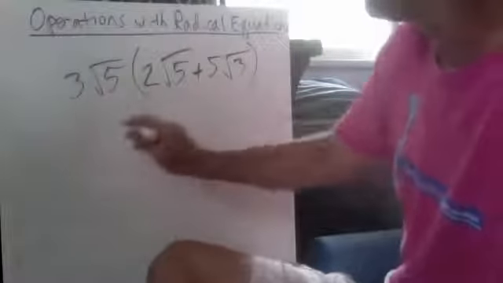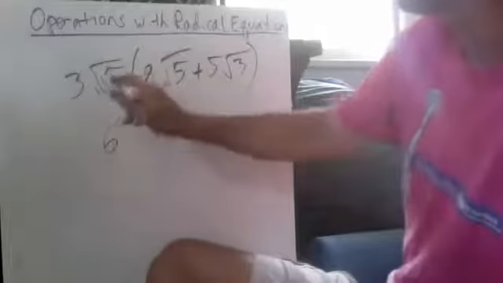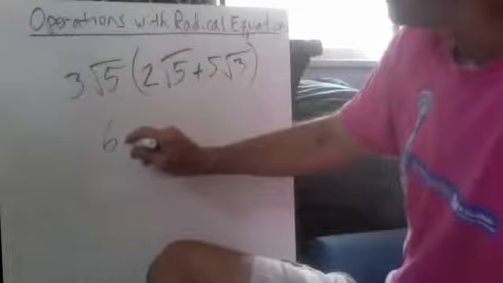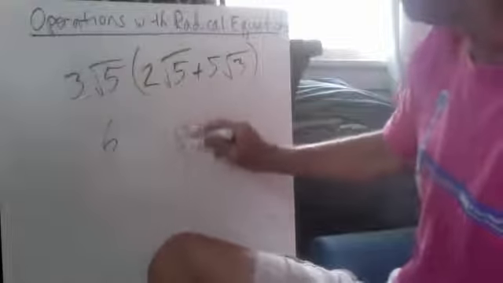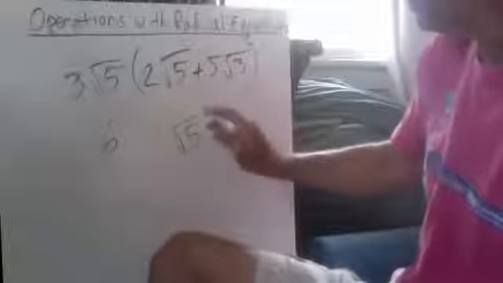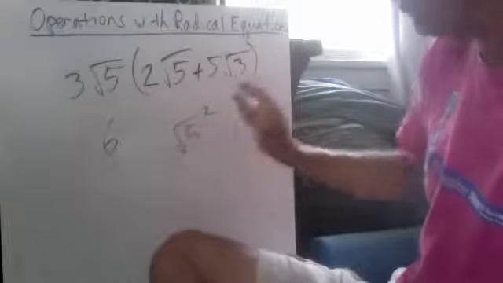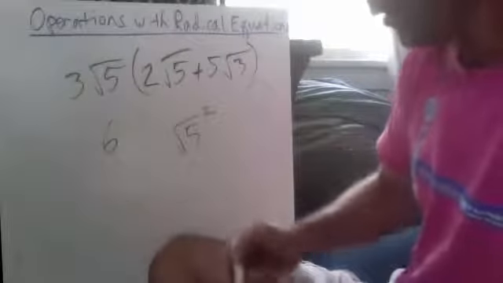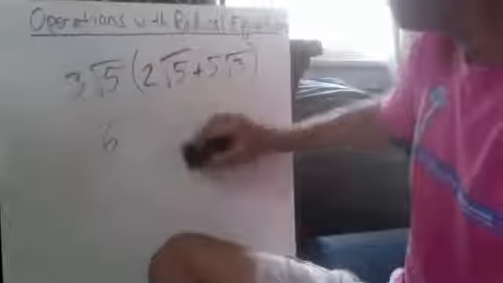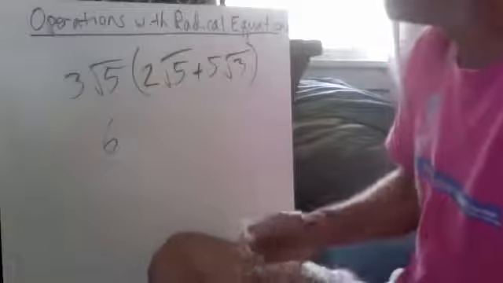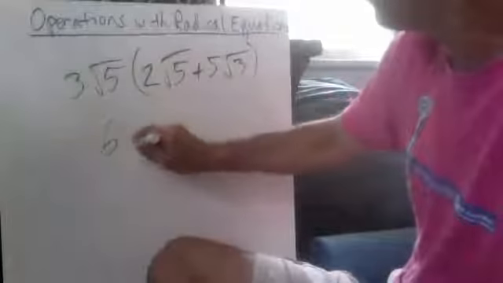So 3 times 2 is 6. Square root of 5 times square root of 5 is, either you can think of it as the square root of 5 squared, and that just undoes that, and you just wipe it all away. Or you can think of it as square root of 5 times square root of 5 is the square root of 25, which then you know is 5. Either way, you're going to get 5 here.